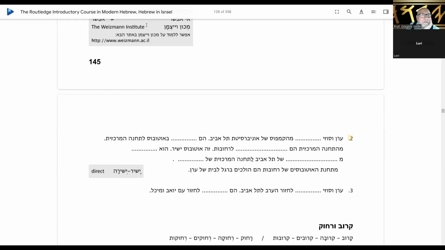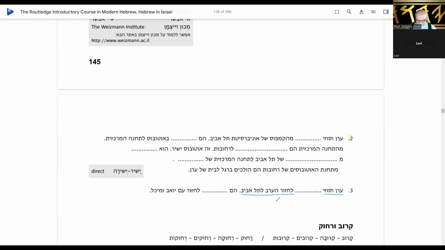So let's see here. Let's get now number three. Basically, these are fill in the blank completion. Iran Vesuzi blank lachzor. Okay, so they are returning ha'erev le Tel Aviv. Okay, so I wonder if it's the want one. They want to return in the evening to Tel Aviv because that's where they started out. So I wonder if it is Yochalim. Iran Vesuzi Yochalim lachzor. I think it's the want one.